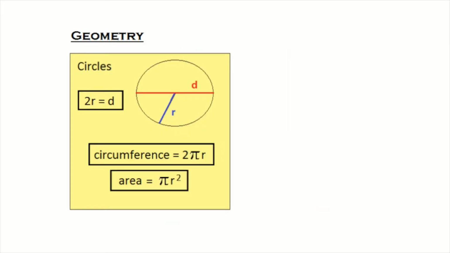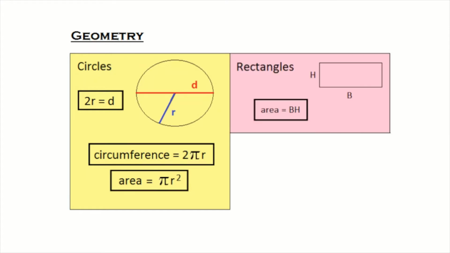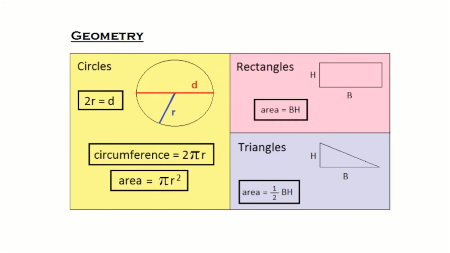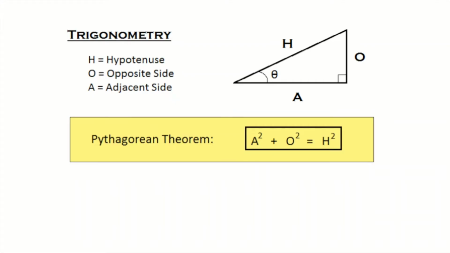Geometry, starting with circles, know the difference between a radius and a diameter. To calculate the circumference, use 2 times pi times radius, the area as pi times radius squared. For rectangles, just know the area is base times height, and triangles 1/2 base times height.